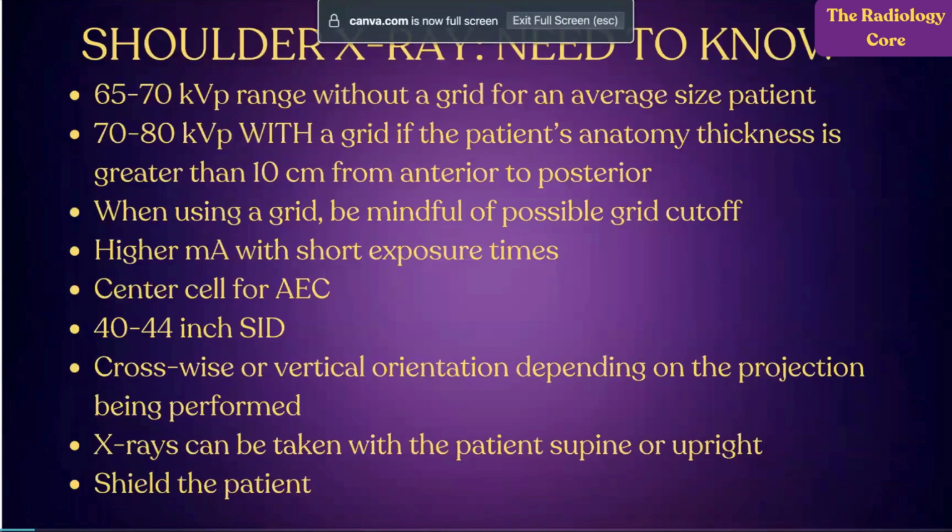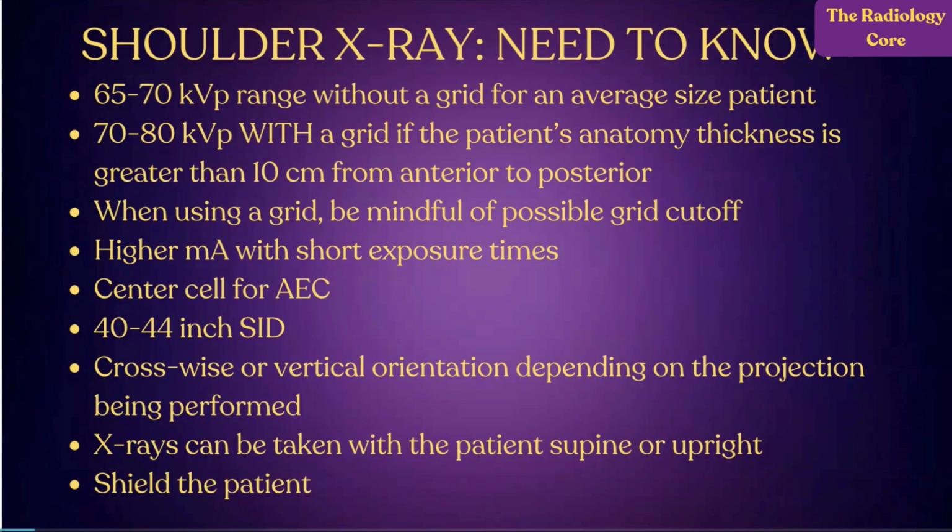Okay, so some information that you need to know for the shoulder projections. You're going to want to use a kVp between 65 to 70 kVp without a grid for an average size patient. If you are using a grid, it's usually for patients that have a thickness from anterior to posterior of greater than 10 centimeters. With those patients, you're going to use a kVp of 70 to 80 kVp. When you are using a grid, be mindful of possible grid cutoff as well. You're going to want to use a higher mA with shorter exposure times.